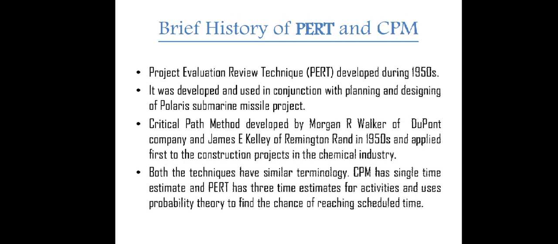CPM has a single time estimate, whereas PERT has 3 time estimates for activities and uses probability theory to find the chance of reaching the scheduled time. This is one of the differences between PERT and CPM. So PERT has 3 time estimates. You are going to understand this in detail in the upcoming slides.